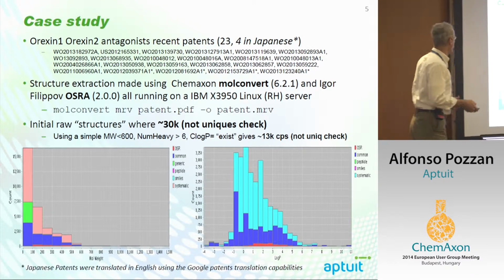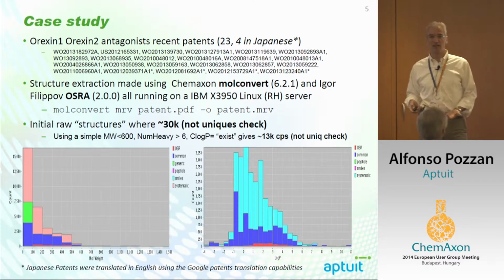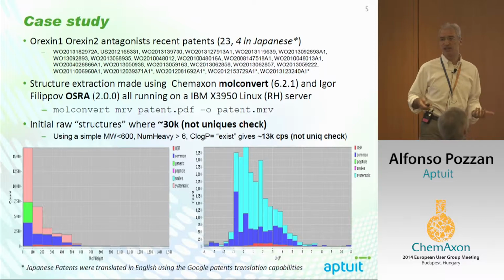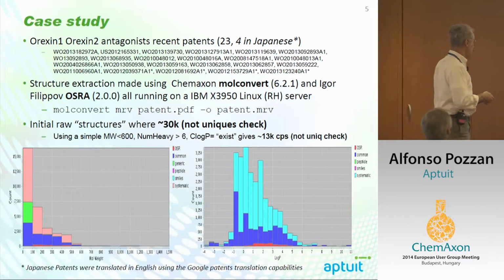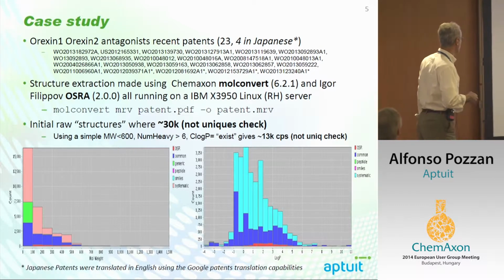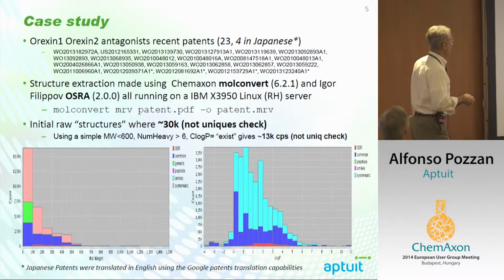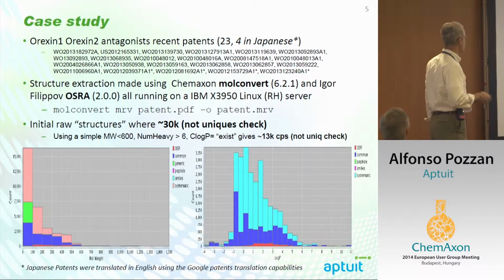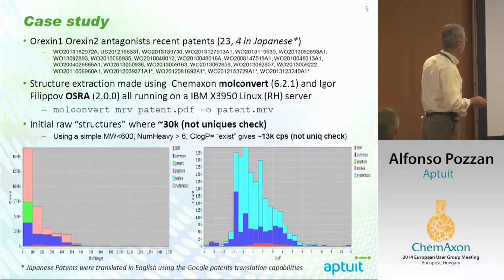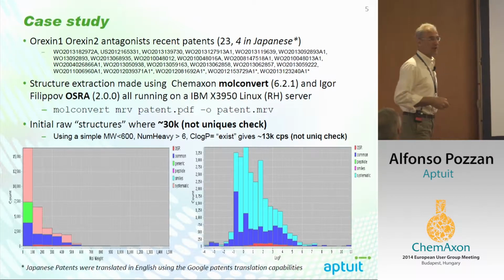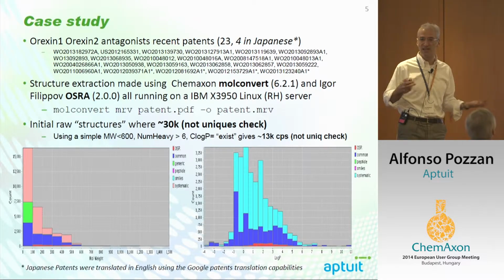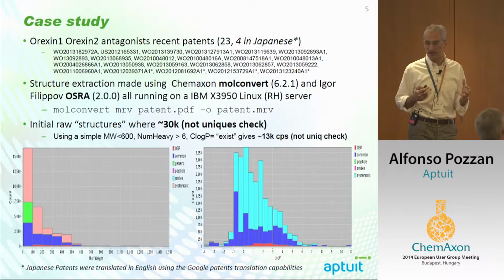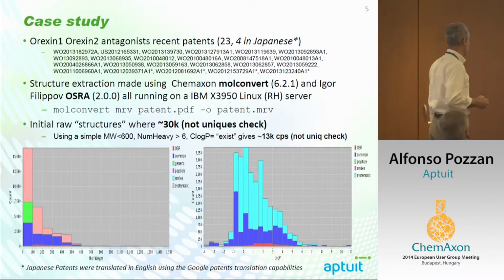And we rely mostly on ChemAxon Document to Structure software, as a lot of structures are encoded as text. So I will talk through a real case study, so it will make clear what the process is that we are putting in place. As I mentioned, we rely mostly on ChemAxon MolConvert extraction. On top of this, we compiled Igor Filippov's OSRA 2.0, so the two tools complement nicely, and we were able to extract from names and also from the graphics of structures.